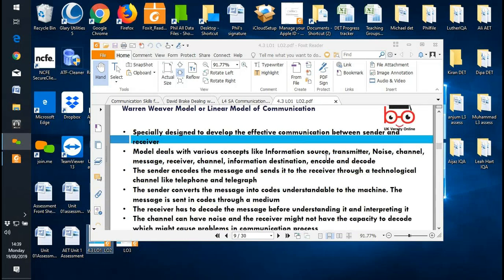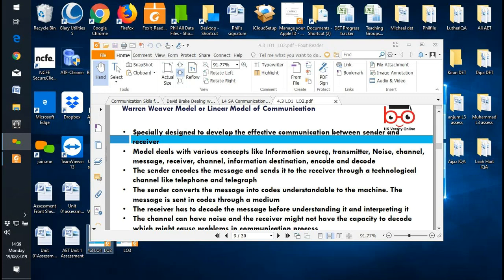Warren Weaver's linear model of communication is specially designed to develop effective communication between sender and receiver. The model deals with various aspects like information source, transmitter, noise, channel, message, receiver, information destination, encode and decode. The sender encodes the message and sends it to the receiver through a technological channel like a telephone or telegraph or email, or any of the methods we now use today like text, etc.